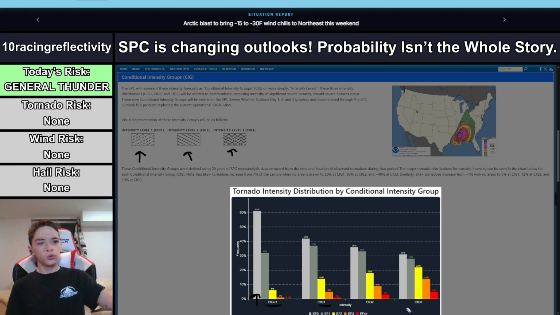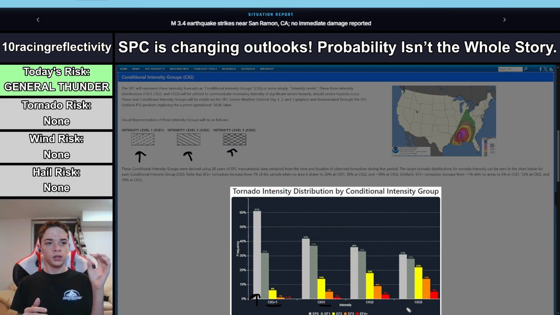So as you go from CIG less than 1 up to CIG3, you're going to see a decrease in EF0 and EF1 tornadoes. And you are going to see a pretty good increase from EF2 and up tornadoes.